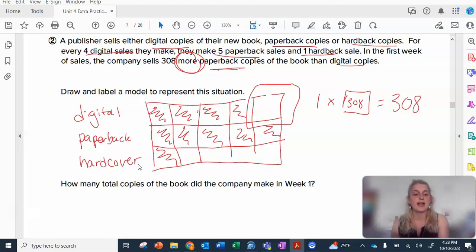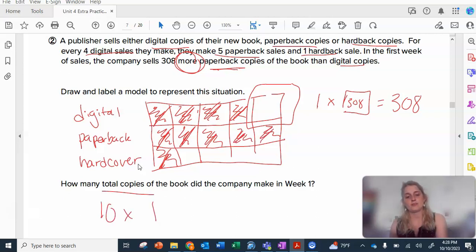order to solve it. How many total copies of the book? Doesn't matter what type, it's just all of the copies made in week 1. So total means add up all the shaded ones. We've got 1, 2, 3, 4, 5, 6, 7, 8, 9, 10. Ooh, 10 is nice. 10 boxes. Because even though that looks like a really intimidating problem, times 10 is actually pretty standard. We can do that pretty quickly. Whatever you get here is your final answer.